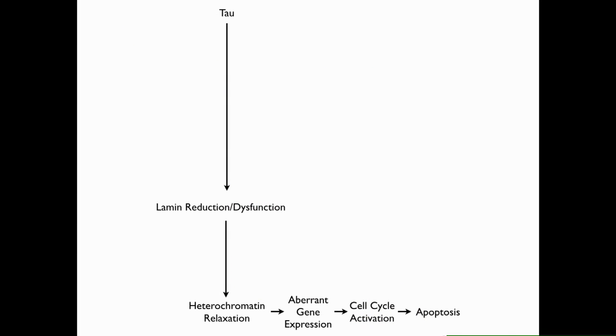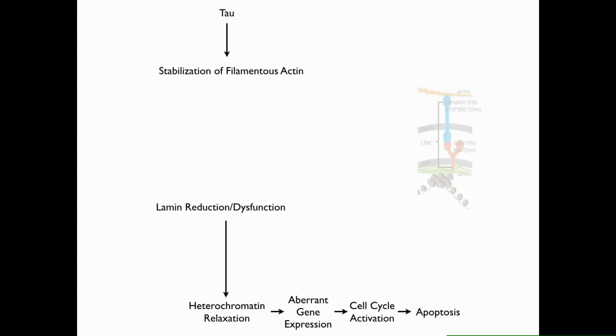All right, so the next question is, how is pathological tau causing this dysfunction in Lamin? It had already been shown that tau causes an overstabilization of filamentous actin, and I thought that this could perhaps be the connector between tau and Lamin dysfunction.